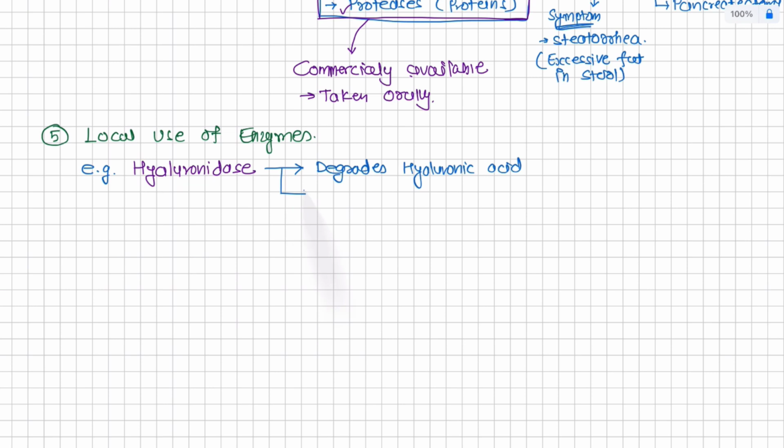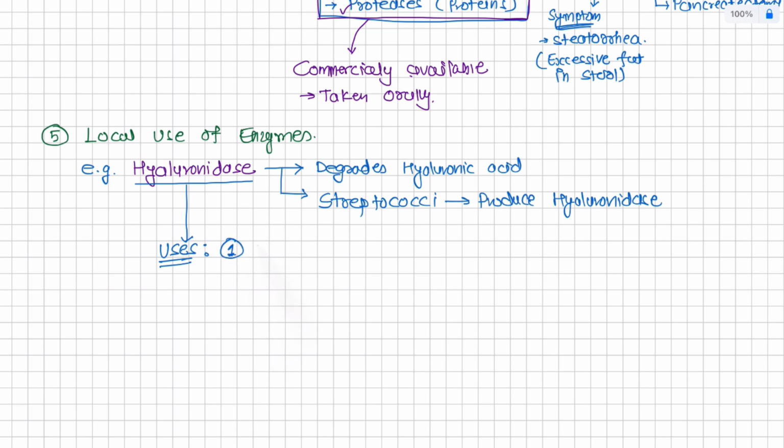Interestingly, some bacteria like streptococci naturally produce hyaluronidase to help them spread through the tissues. This property has been harnessed for medical use. Hyaluronidase is now available commercially and has two main local uses.